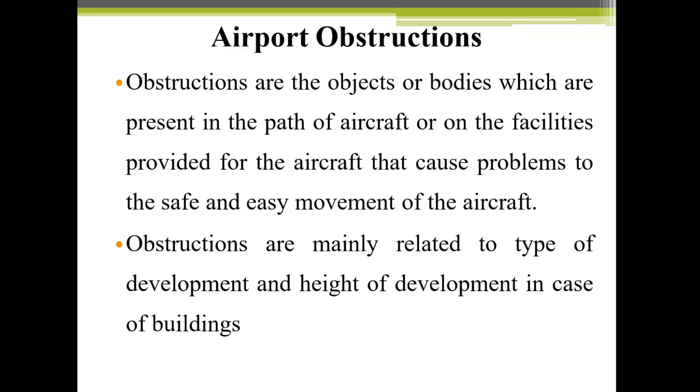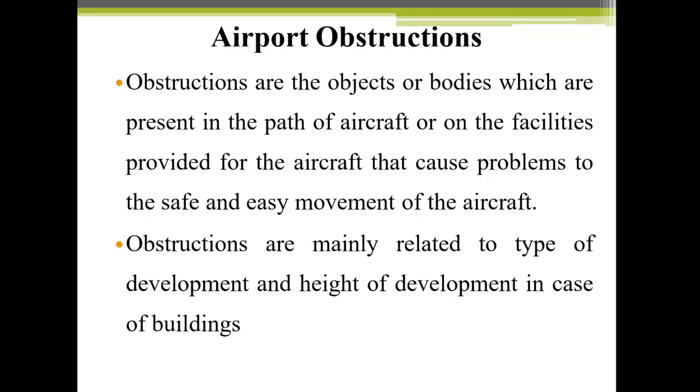So in an airport also it is similar to that. Airport obstructions are the objects, or it may be bodies, which are present in the path of aircraft or on the facilities provided for the aircraft that cause problems to the safe and easy movements of the aircraft. So obstructions are nothing but objects or bodies which cause problems or restrict the safe and easy movement of the aircraft.